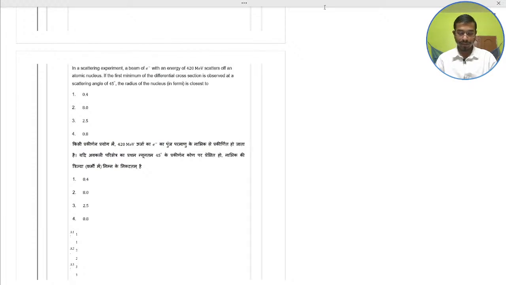This is basically coming from the properties of nucleus, nuclear physics. So wavelength lambda equals h cross c divided by pc, which means hc by pc. Put this value, simplify lambda, and you would get lambda as 2.95 Fermi, 10 to the power minus 15 meter.